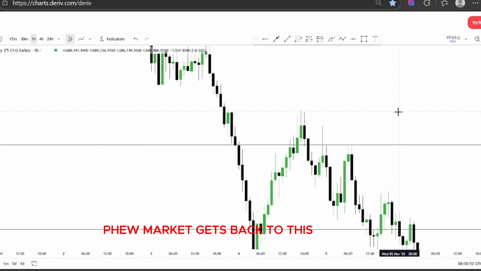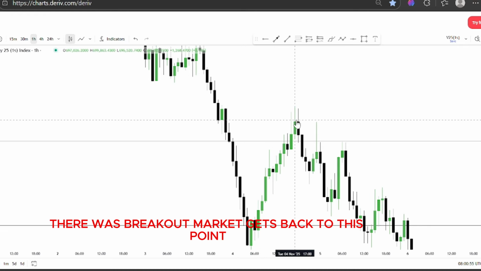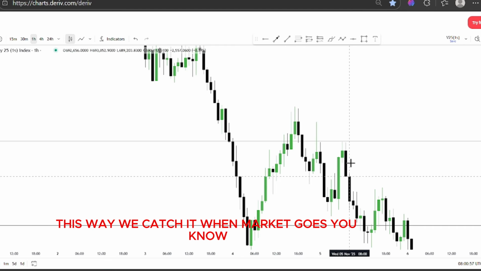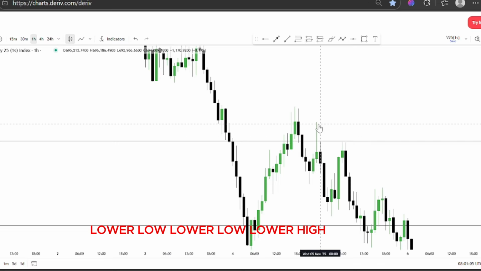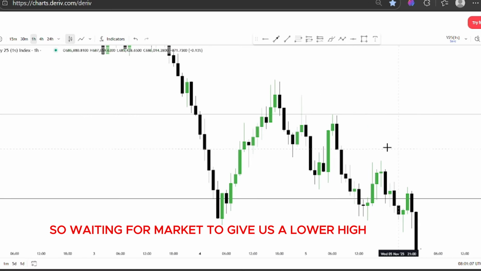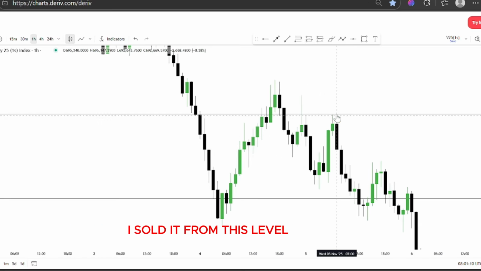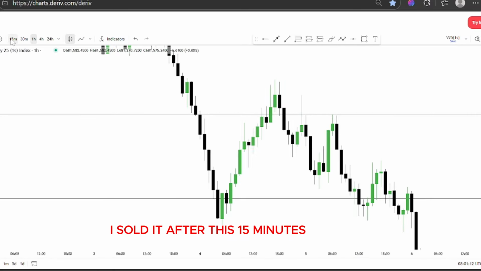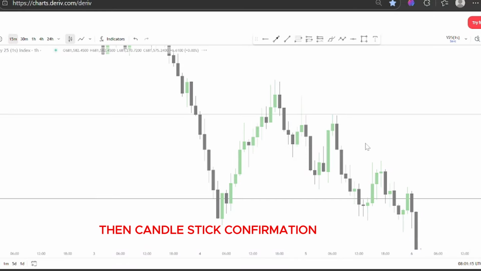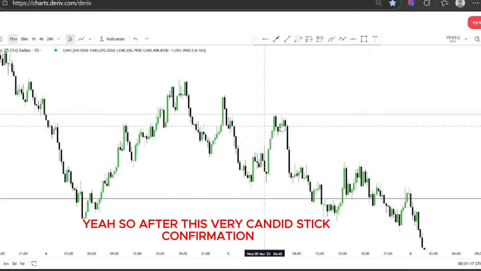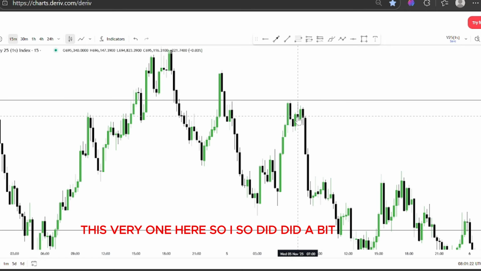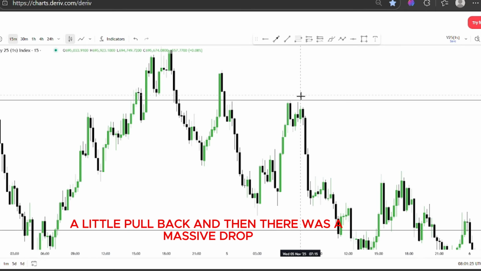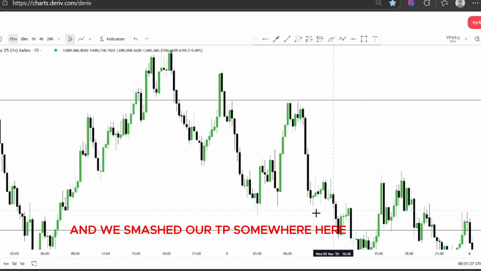Poof. Market gets back to this point, but we could not catch it here. This is where we catch it, when market gave us a series of lows. All right, lower high. So I waited for market to give us a lower high, which was where I shorted it from. I sold it after this 15 minutes down candlestick confirmation, actually after this very candlestick confirmation. There was a little pullback, and then a massive drop. I will smash our TP somewhere here.